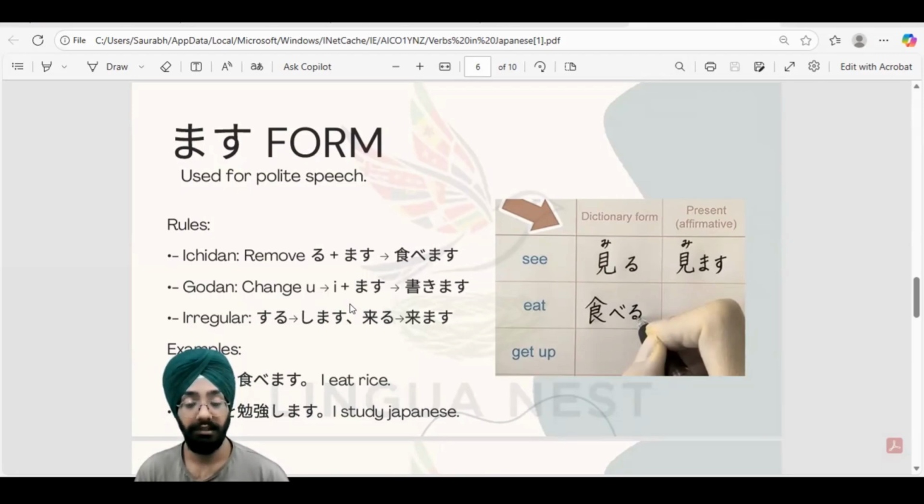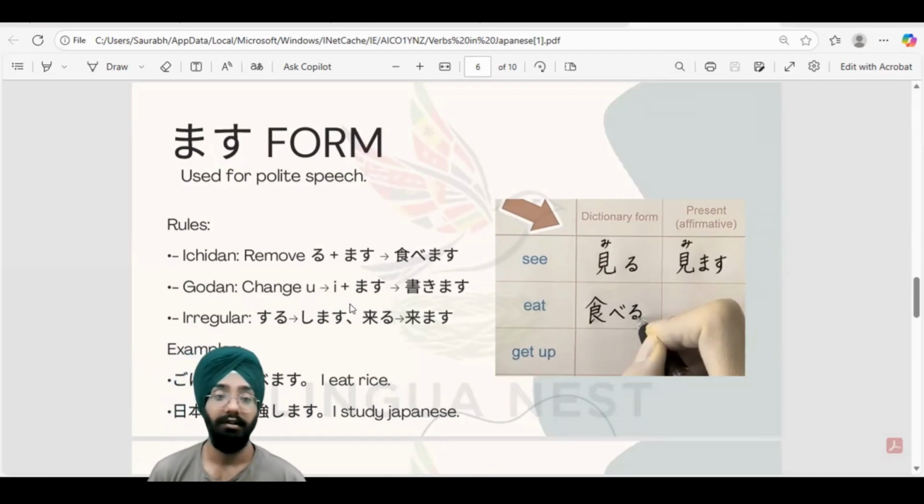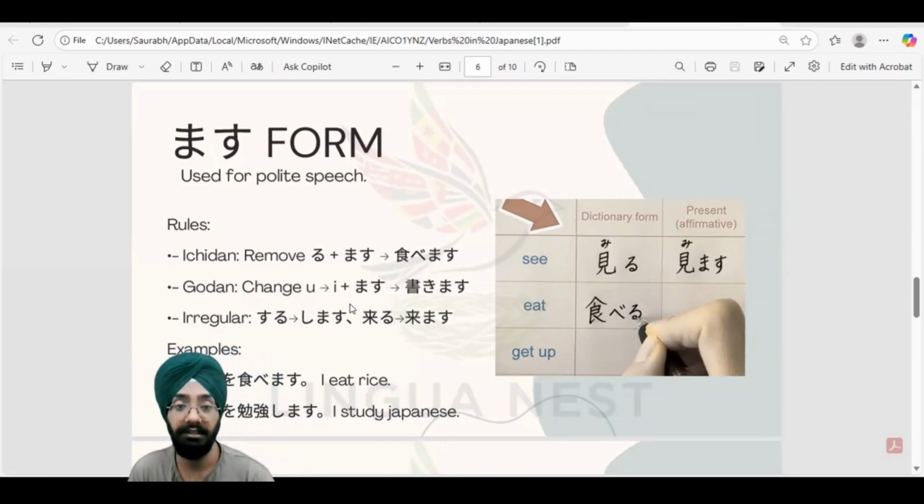Similarly, for Godan verbs, we change the u sound to an i sound. For example, kaku, kakimasu. For irregular verbs, we change suru to shimasu and kuru to kimasu. So remember this: suru, shimasu; kuru, kimasu. For Ichidan verbs, drop the ru and add masu: tabemasu, imasu.